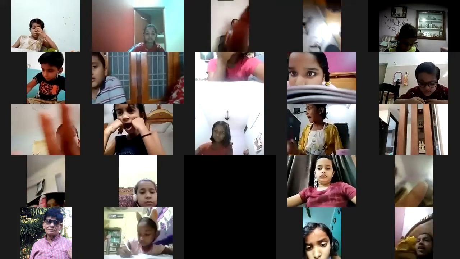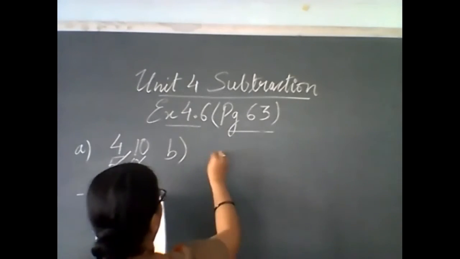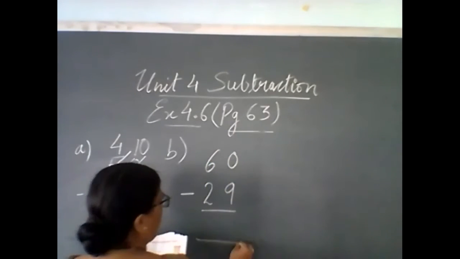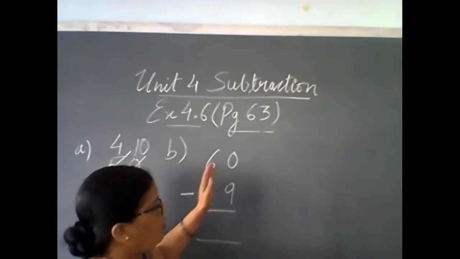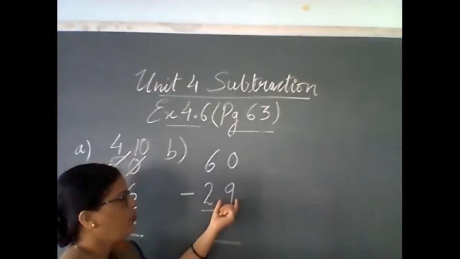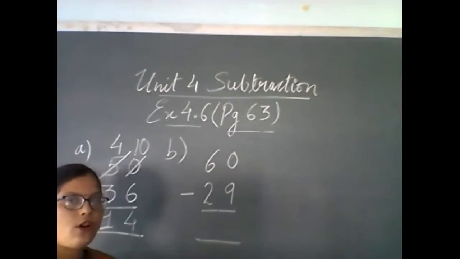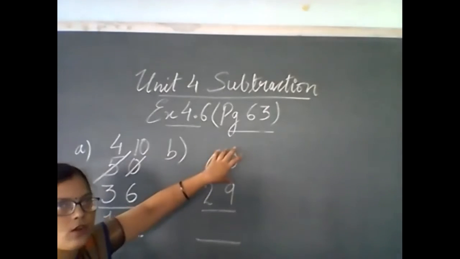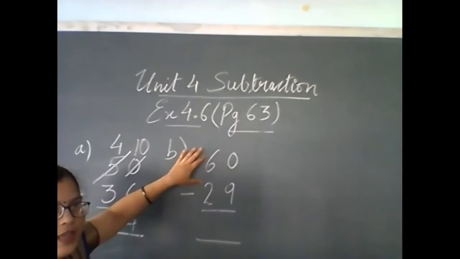Now, next question is 60 minus 29. At ones place, we have to take away 9 from 0. Again, we cannot subtract any number from 0, and to subtract, we need to borrow from the next place, that is, from tens place.